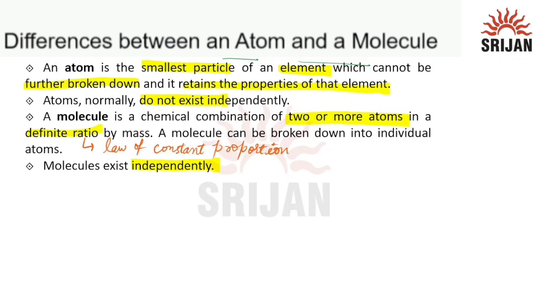There is a ball here. This blue ball represents an atom and it cannot be broken down further. Suppose there is a combination between this blue ball and this pink ball. Now this is known as a combination of two atoms, meaning a molecule.